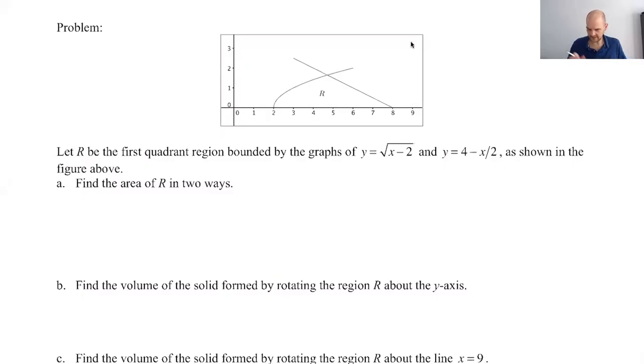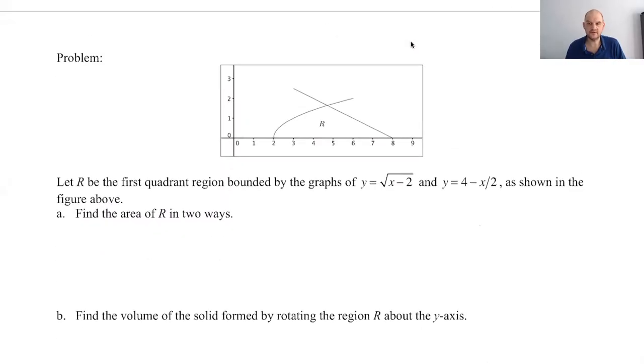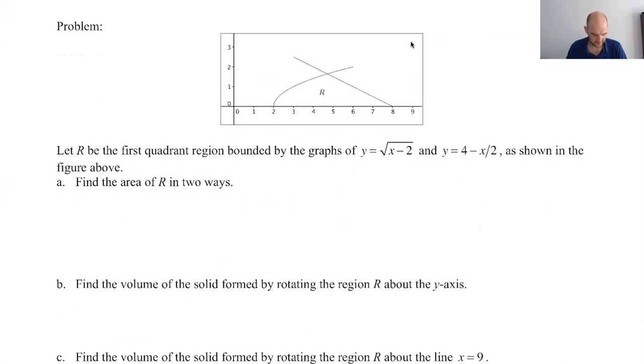All right, we're back. We are on page 7 of notes 21 of Calc AB, and this is just one of those problems that has like everything. And so let's see if we can do it. We are told that R is the first quadrant region bounded by the graphs of y equals the square root of x minus 2 and y equals 4 minus x over 2, as shown in the figure above. Find the area of R in two ways.